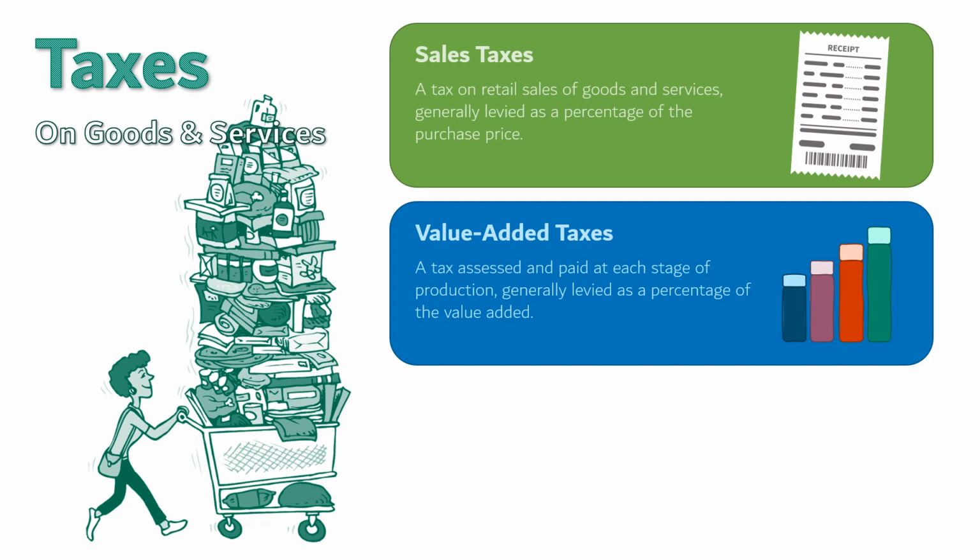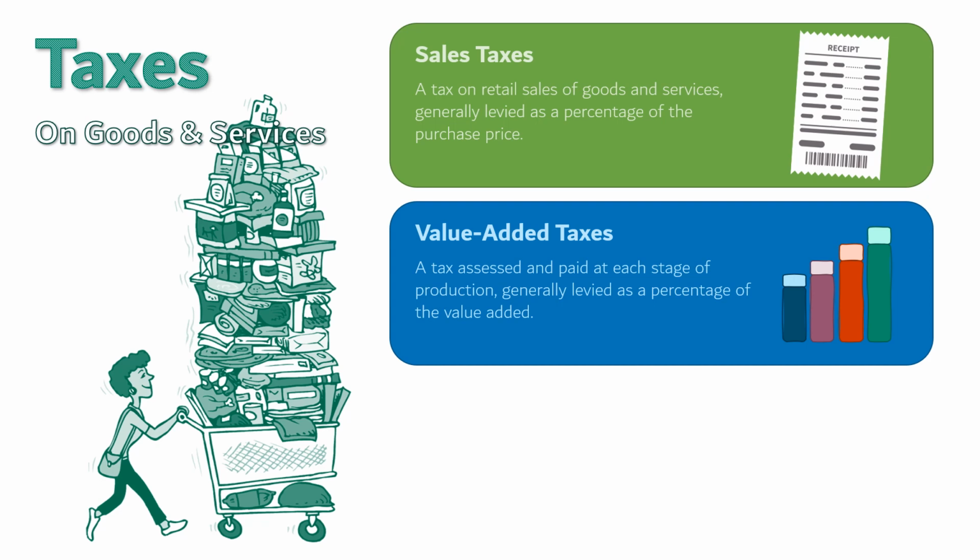For example, a farmer might grow cotton and sell it to a textile maker who spins it into cloth and sells it to a clothes maker who makes a shirt, and they sell it to a retail store who sells the shirt to you. With a sales tax, you pay the tax when you buy the shirt, but the farmer, textile maker, clothing maker, and retail store don't pay any tax.